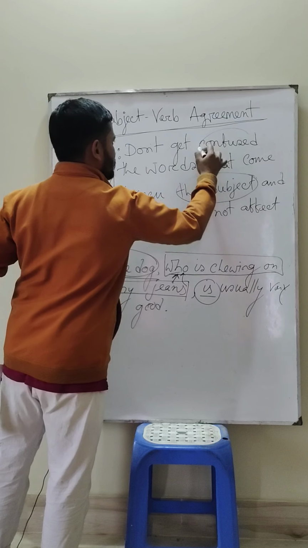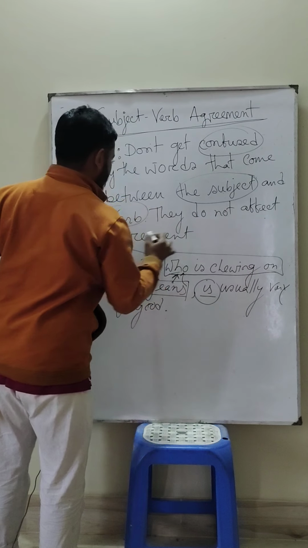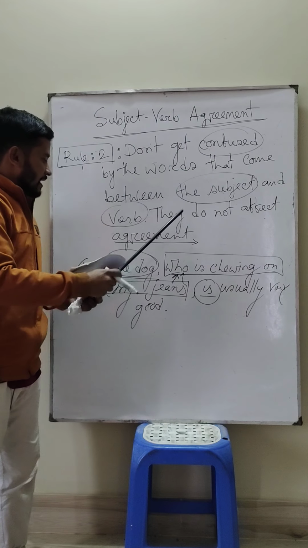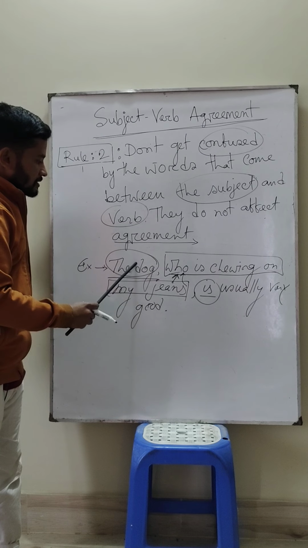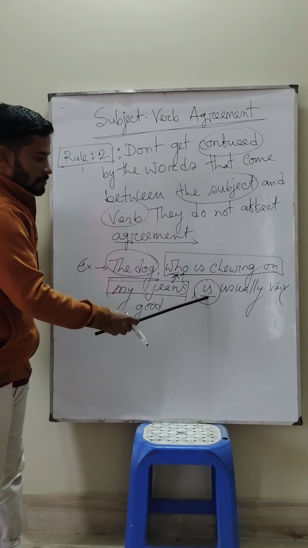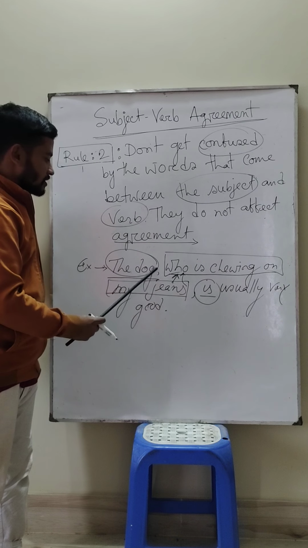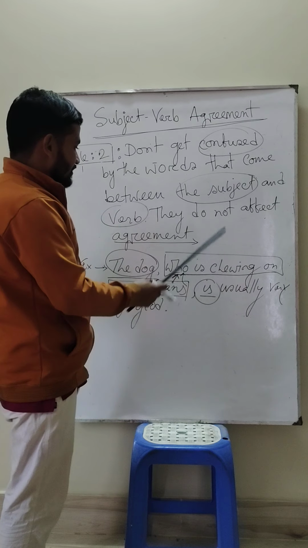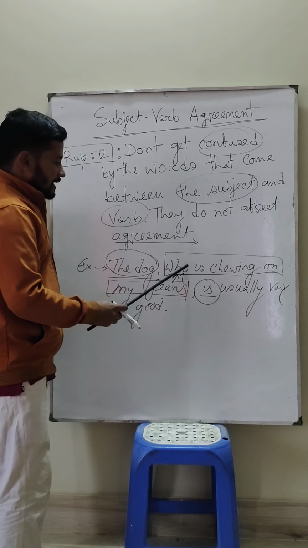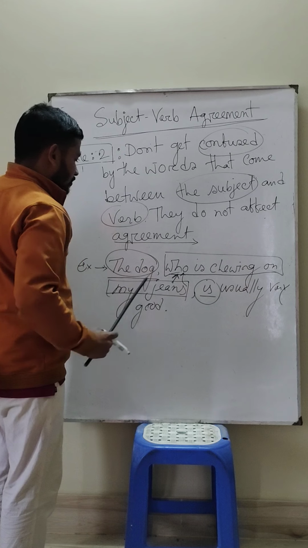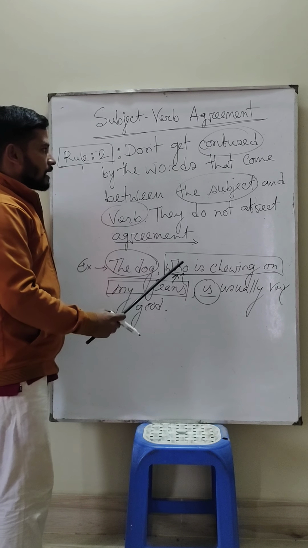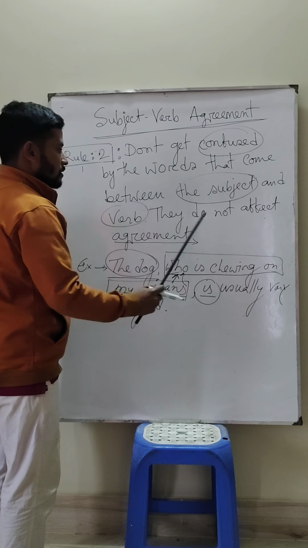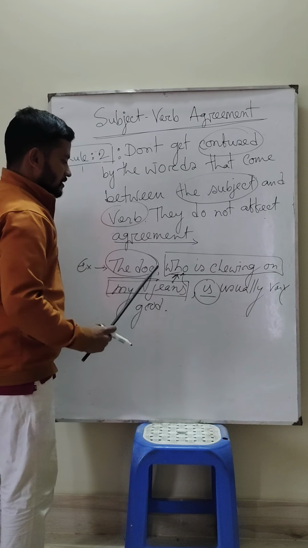Do not get confused, they do not affect agreement. Here the subject is singular, verb is singular. The dog is singular, third person singular number, so we use here is. The words that come between the subject and verb, who is chewing on my jeans, do not affect agreement.